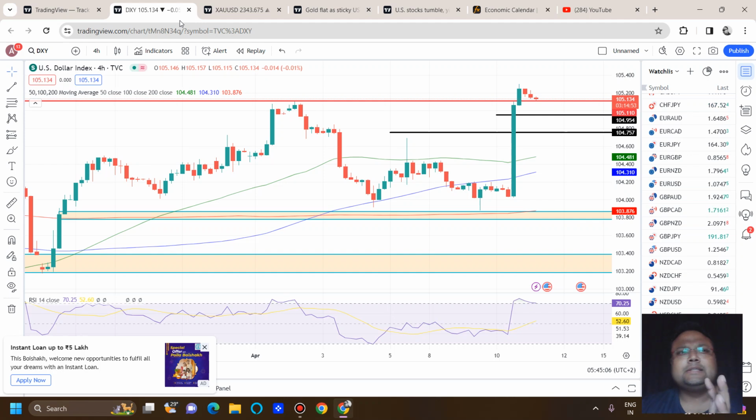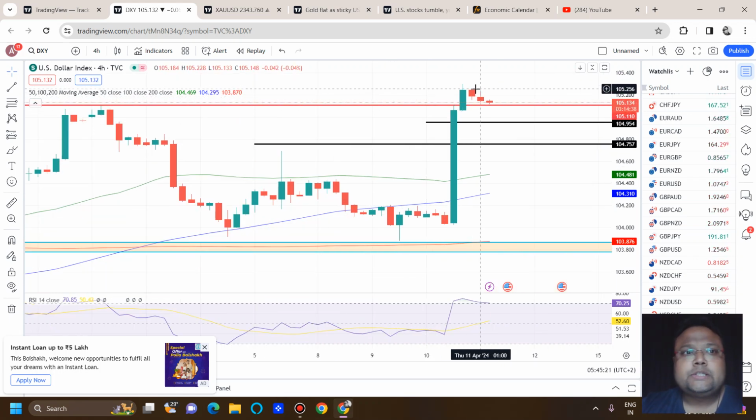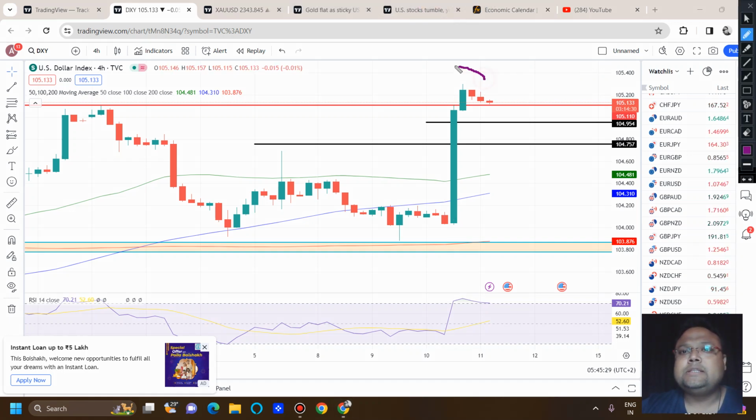So let's discuss DXY for a few seconds. DXY formed this big, massive candle yesterday. It broke the level of 105, made a high of 105.30, and we can see that market is retracing. These three small candles don't signify a trend reversal. Retracement is very much essential for any market, any chart, so we can consider this to be a retracement. So we can expect that after retracing for a while, market will try to bounce back again.